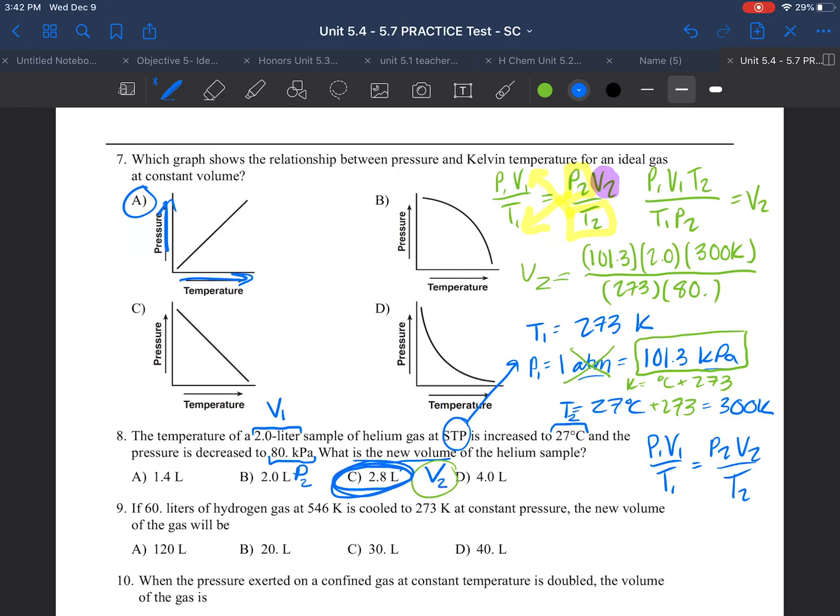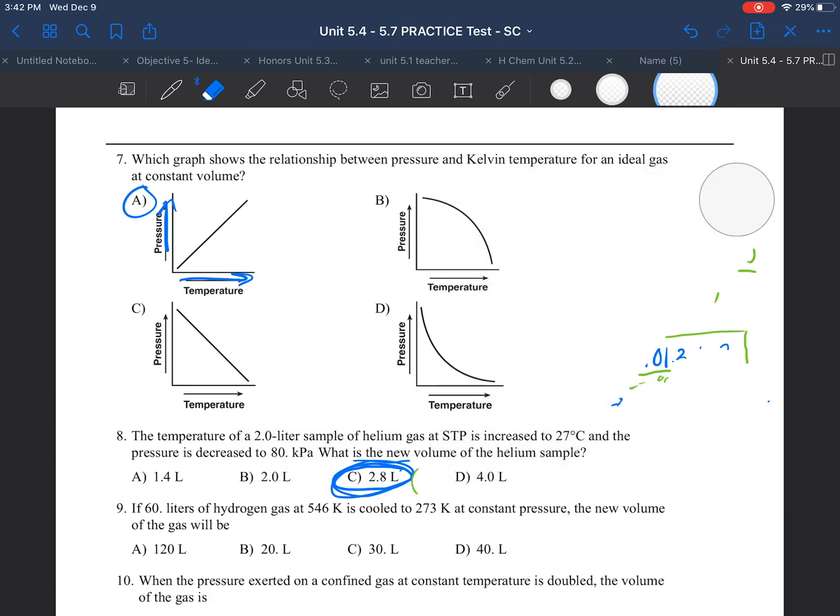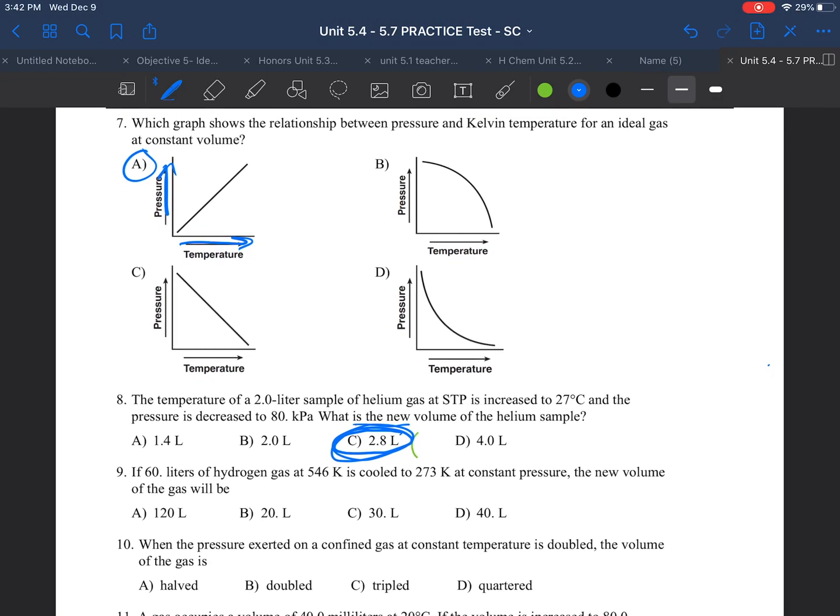All right. And so the next one is also a calculation. So if you need to record this data, pause. I'm going to erase it so I can give myself more room to do number 9. So now looking at number 9, we have 60 liters. So again, another volume at 546. Here's a temperature cooled to a new temperature. So I'm already going to call that one T1 and T2. This is at constant pressure. So now we know we don't need to use pressure.